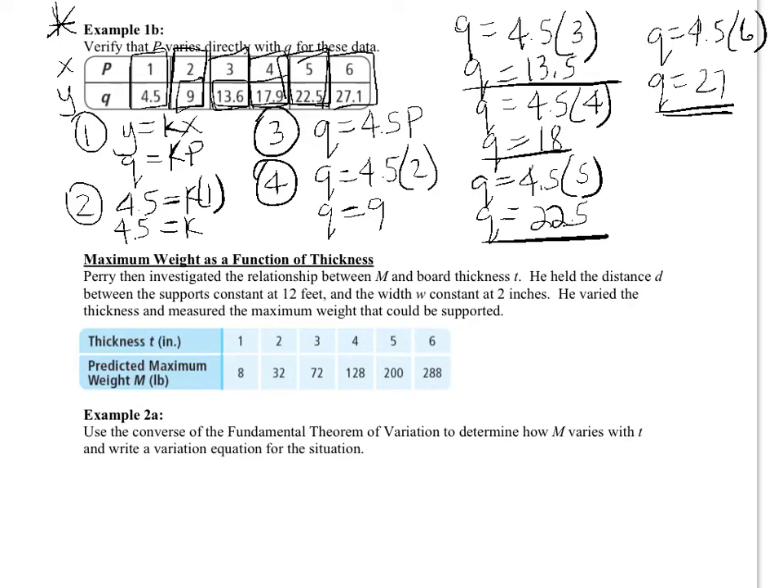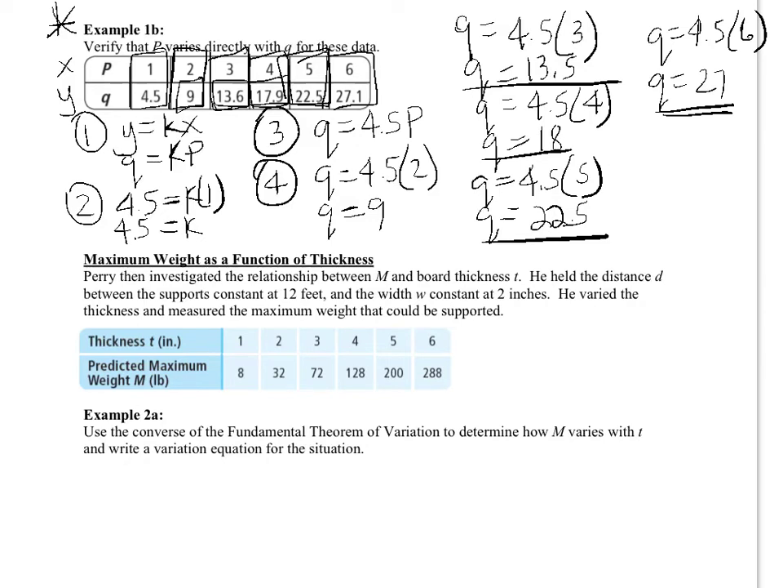Okay, now let's work on the next part of that board problem. The maximum weight is a function of thickness this time. So this time around, we're going to hold the width and the distance constant, and we're going to vary that thickness. So Perry then investigated the relationship between M, which is the max weight that board can hold, and the board thickness T. He held the distance D between the supports constant at 12 feet and the width W constant at 2 inches. He varied the thickness and measured the maximum weight that could be supported.